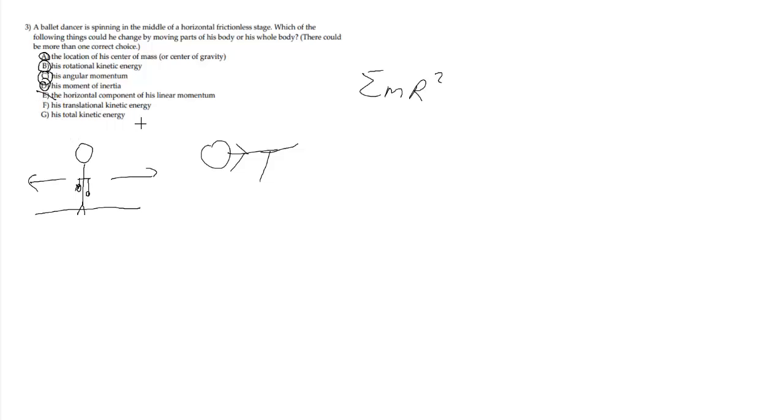His translational kinetic energy, it is possible to go from a spin to a linear sort of leap, by just extending out his body. So this one is possible without pushing, sort of like this. And then finally, his total kinetic energy, which on the AP is just the combination of linear and rotational. So this is actually also possible. So everything but E is possible in this problem.